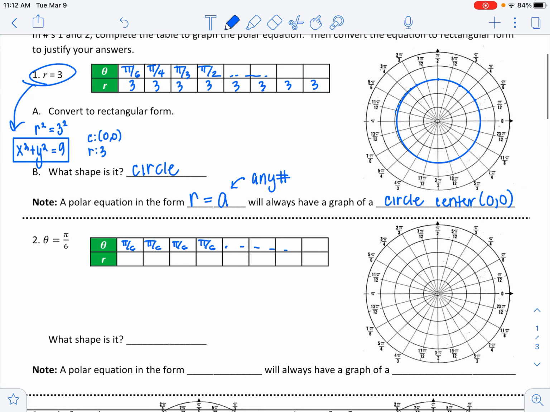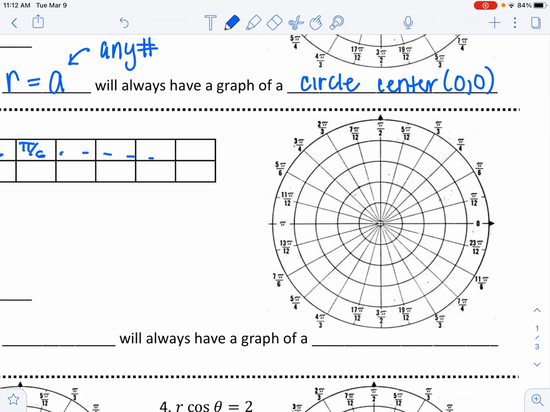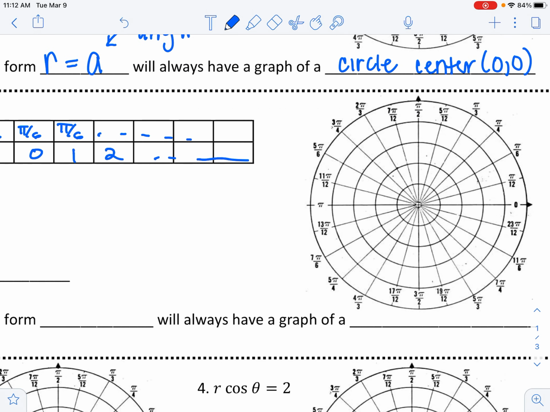Just like we said theta could be any angle in the previous one before and I started picking angles, r can be any value. So it can be 0, 1, 2, 3, 4, 5, or it can be -1, -2, -3, -4, -5. So I'll just do -2, -1, 0, 1, 2, dot, dot, dot, whatever. Okay?